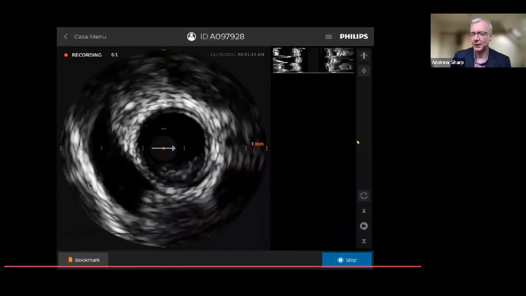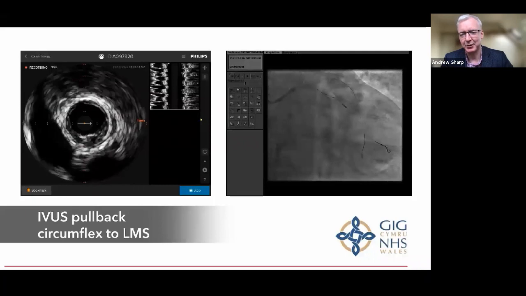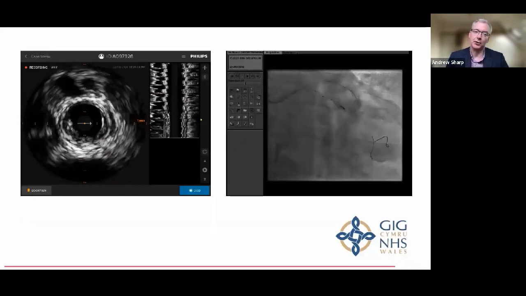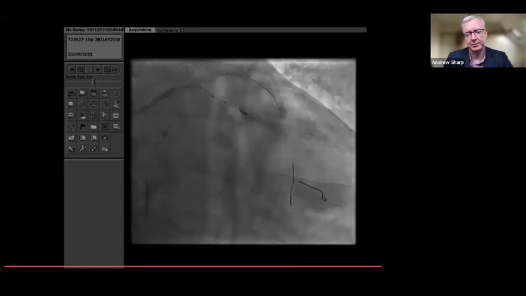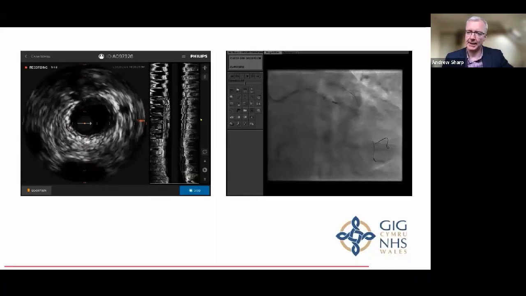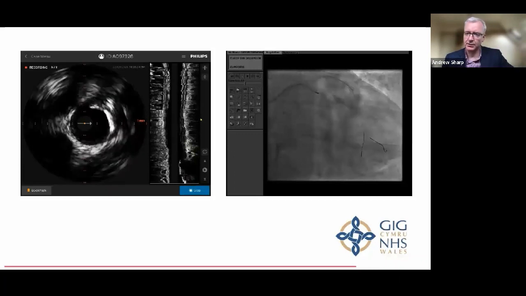And so we got into the circumflex here and we pre-dilated and we've got an Eagle Eye IVUS down. So this is the 20 megahertz device. And we're doing a co-registration here, which we haven't covered in the previous IVUS sessions that we've done. So what you do is you put a wire down, you do a manual pullback with the Eagle Eye device, and you do that under continuous fluoroscopy.